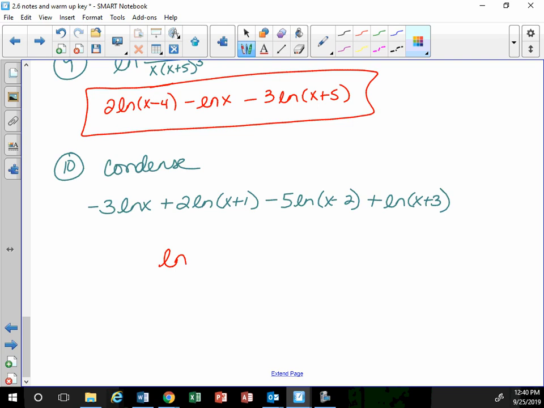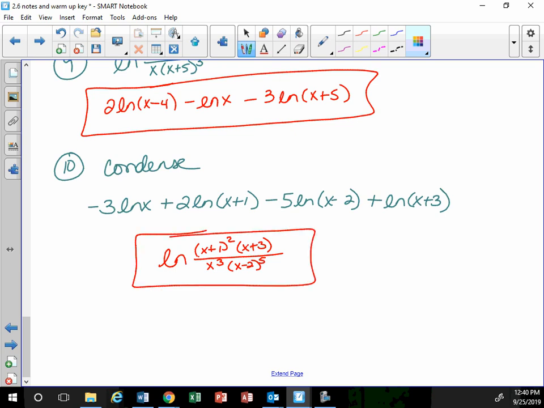I think you got it, Aiden? Okay, let's see. ln of x plus 1 squared times x plus 3 divided by x to the 3rd times x minus 3. Perfect. Yeah. What is the x plus 1? So it is this. So x plus 1 squared.